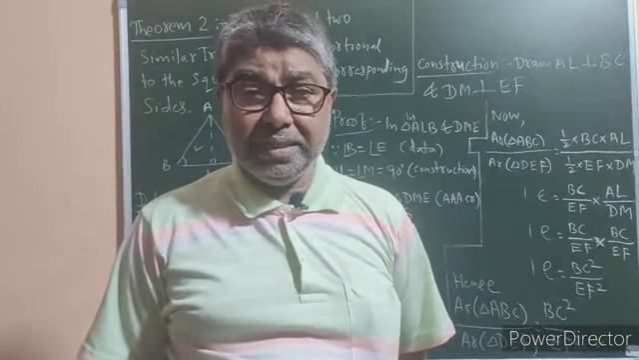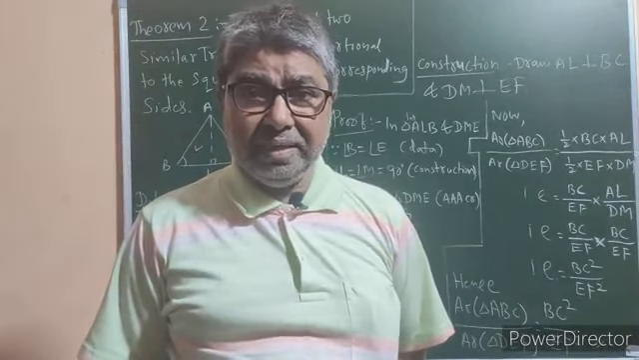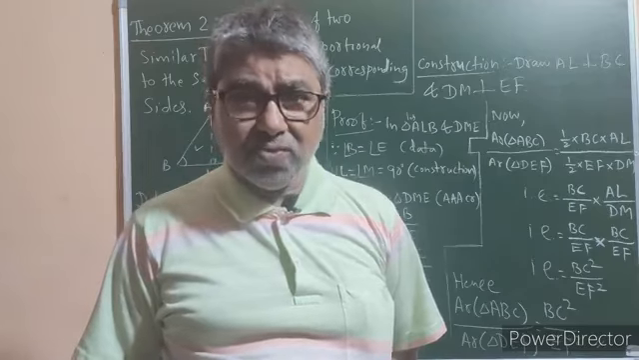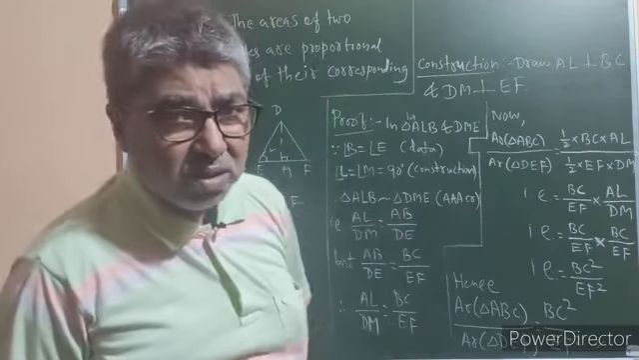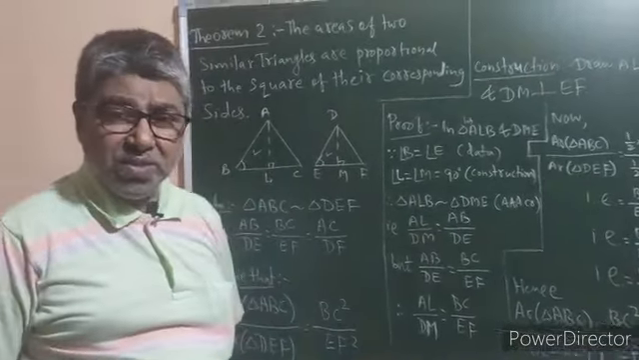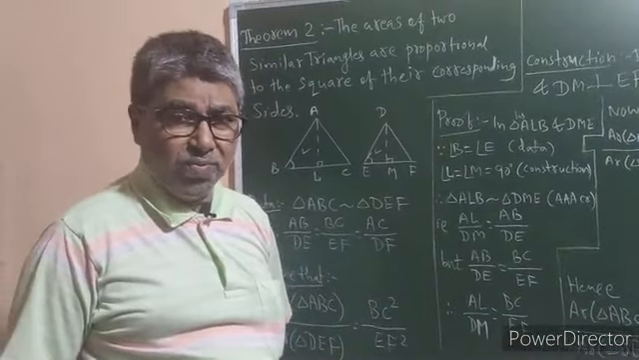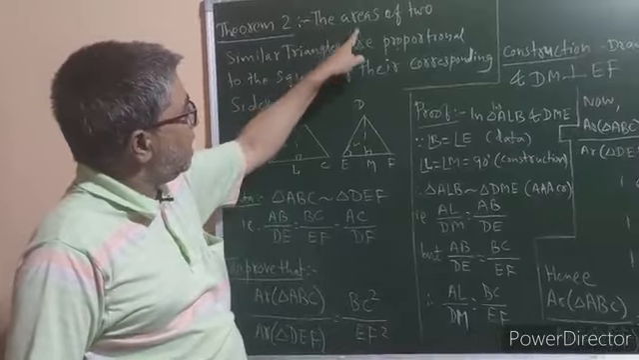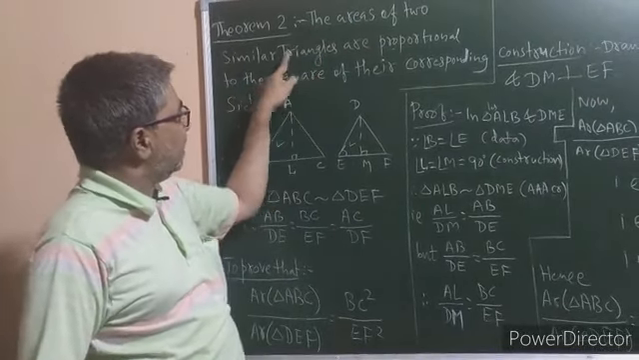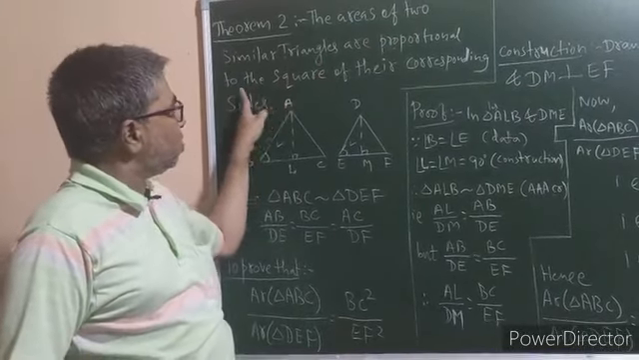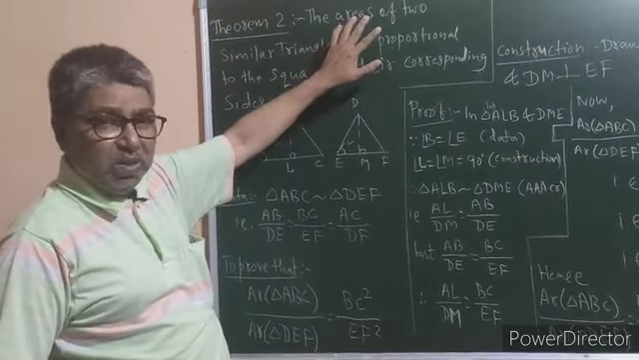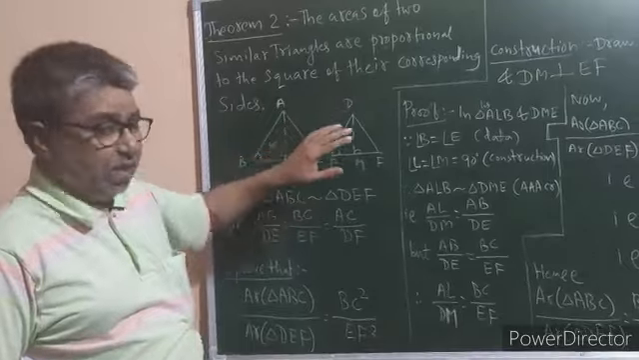After studying Thales theorem and examples involving Thales theorem, now in this video let us study theorem number 2, which is very important from the point of view of your examination. The statement of the theorem is: the areas of two similar triangles are proportional to the square of their corresponding sides. This is the statement of the theorem. Now let us prove this theorem.